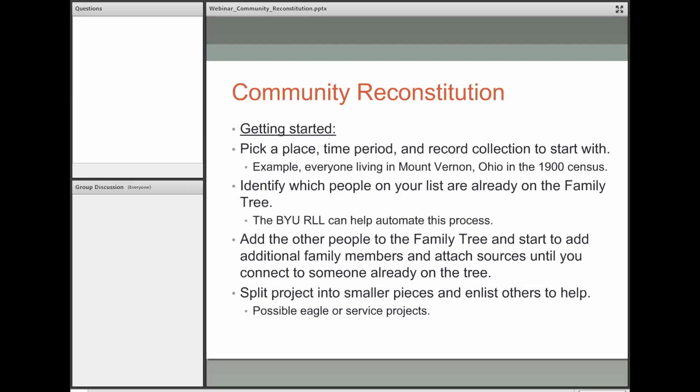Then what you can do is add the people who aren't already on the family tree to the family tree, and then start to add in additional family members and attach sources until you connect to someone who's already on the tree. And you can actually split the project into smaller pieces and enlist others to help.